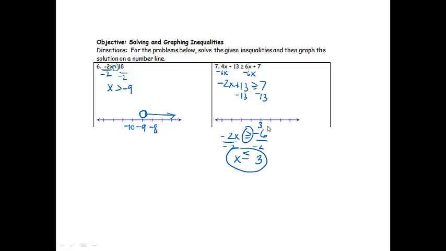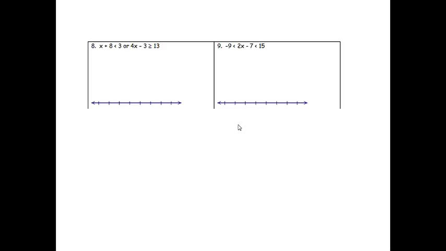So on my number line, I'll have 3, 4, 2. I'm going to have a closed circle at 3, less than heads to the left.